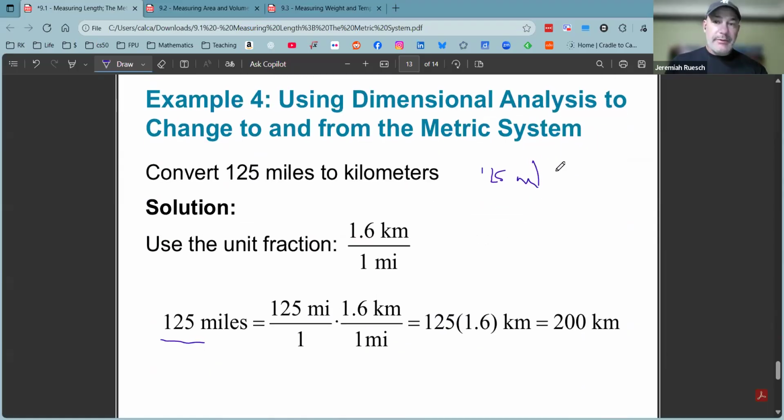Okay. I'm realizing my writing's getting worse, so I'll just leave it here. So 125 miles is what we see here. Okay, so we're gonna write that as 125 miles over 1, and then we have 1 mile here, so then the miles cancel, and we're left with kilometers upstairs, which is what we want. 125 times 1.6 gives us about 200 kilometers.